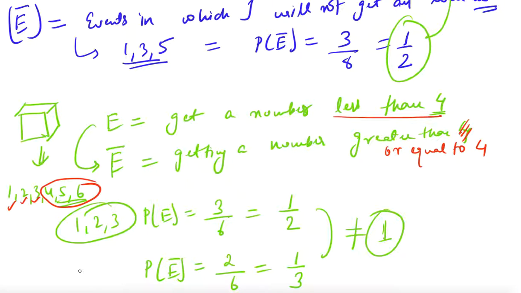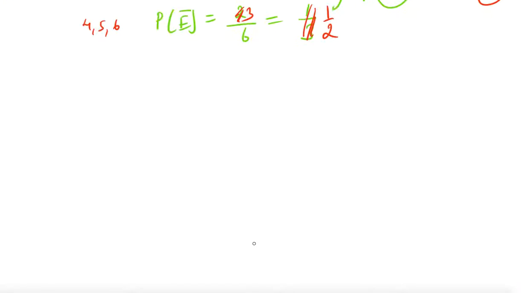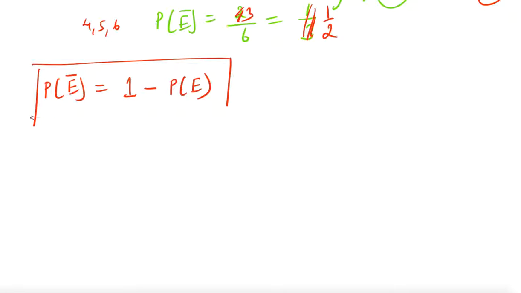So for E bar, my total cases are 4, 5 and 6, which is not 2 but 3 by 6, which gives me the answer 1 by 2. Now when you add 1 by 2 plus 1 by 2, you will get 1. So from this I derive a very important relation: P of E bar, that is the probability of getting a complementary event, is equal to 1 minus the probability of getting the event E. This is a very important relation with respect to complementary events.